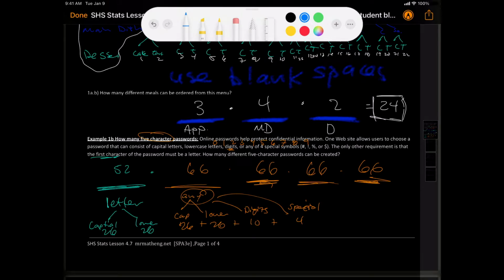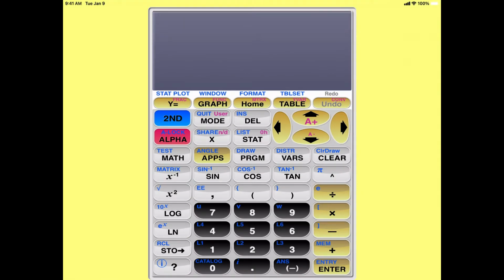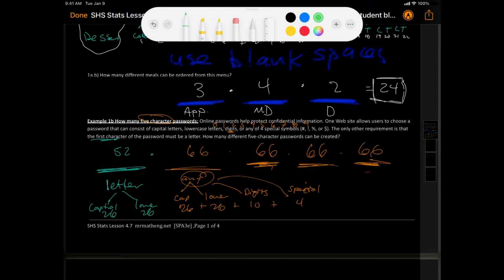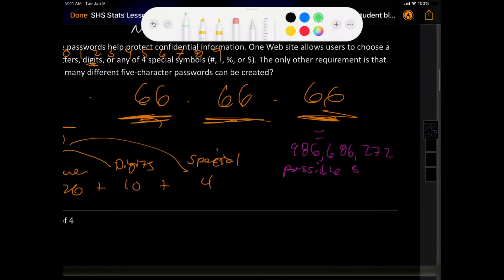And if you put that in your calculator, we're going to use our calculator a little bit more today. So 52 times 66 to the 4th power. That gives you that number. And that number is 986,686,272 possible 5-character passwords.